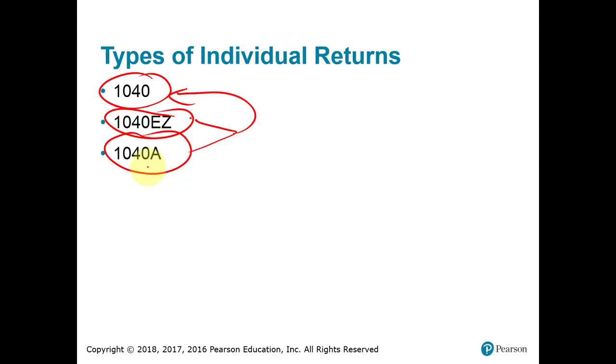So instead of wasting time usually on these simpler forms, most professionals will prepare every return on a 1040 form. And again, the result would still be the same as the easy or the A. Now, if you're doing your own tax return, you probably want to use the easier form. There's less lines to look at, yeah, or the 1040A, less lines than the 1040 form.